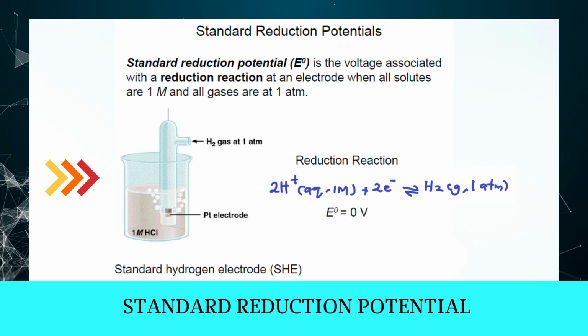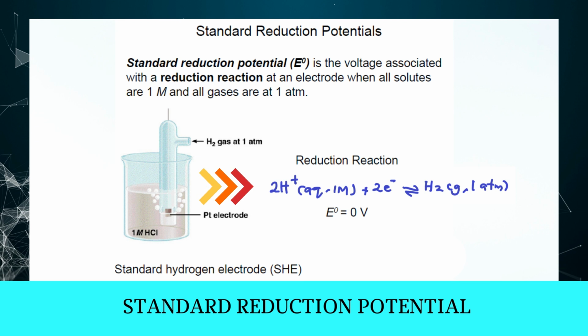From the slide, the image shows the standard hydrogen electrode, SHE. The SHE is made up of a platinum electrode immersed in 1 molar aqueous H plus ion, normally hydrochloric acid, and bubbled with hydrogen gas at 1 atmosphere, and the temperature is kept constant at 25 degrees Celsius. So the standard reduction potential of SHE is assigned exactly 0 volt.